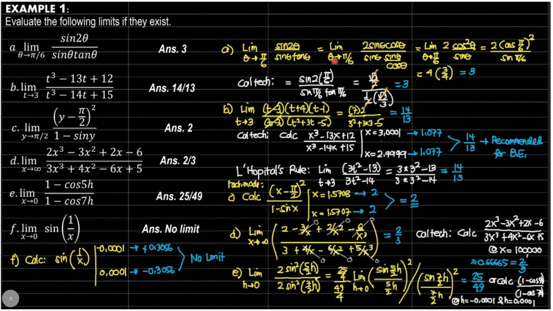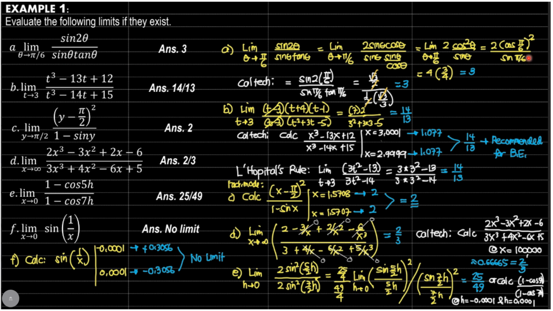This is equal to limit as theta approaches pi over 6, sine 2 theta by double angle formulas, 2 sine theta cosine theta over sine theta, tangent theta is sine theta over cosine theta. So we can cancel sine theta and write this as 2 cosine square theta over sine theta. Then we substitute the value of theta because we can make it very close to pi over 6 but not equal to pi over 6.